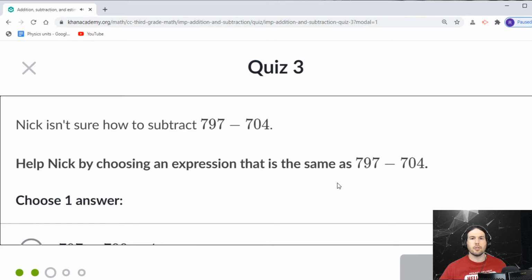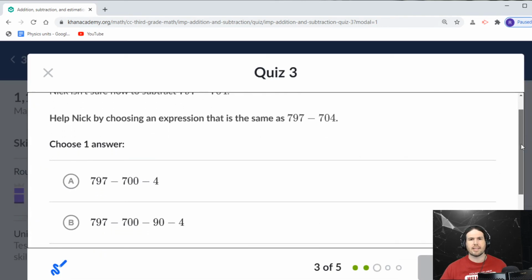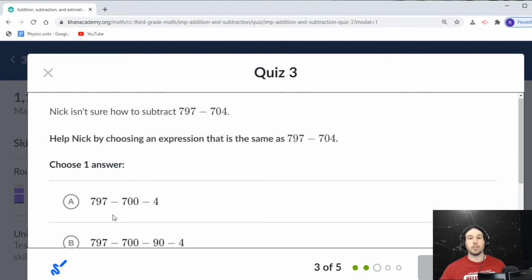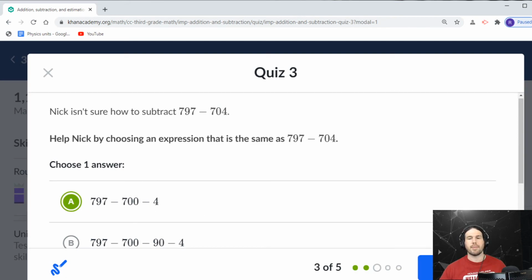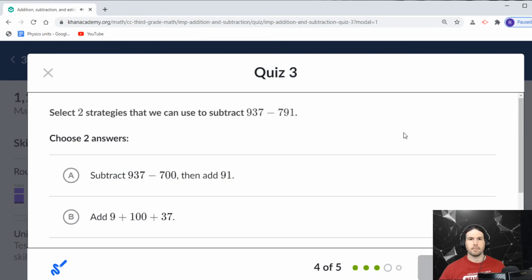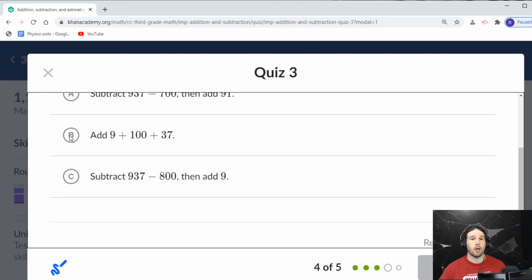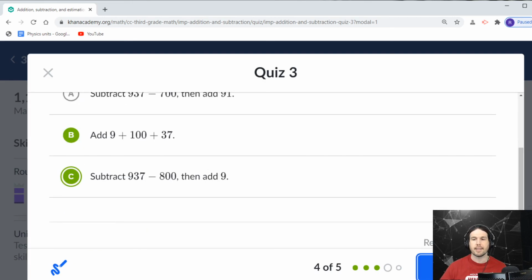Nick isn't sure how to subtract 797 minus 704. Well, they could certainly take 797 minus 700. There aren't any 10s to deal with. And then subtract 4. That's A. Select two strategies we can use to take 937 minus 791. I could take 937 minus 700, but then I would have to take away another 71. So A is definitely wrong, which means B and C are definitely right.